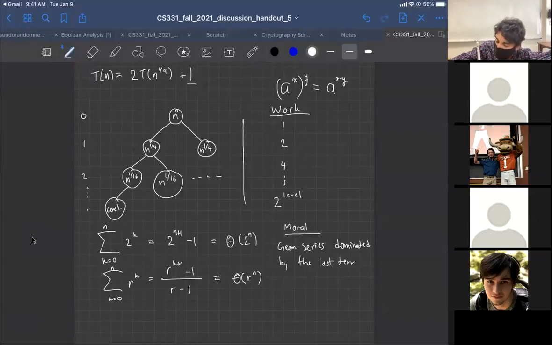That is, the sum is going to be theta of the last term. Here, the last term is k is equal to n, so 2 to the n. The summation is like theta of 2 to the n. Here, the last term is r to the n. The summation is theta of r to the n.